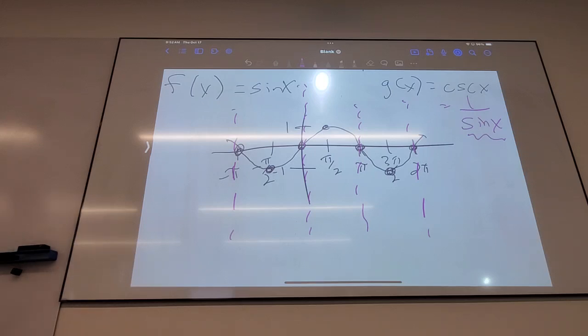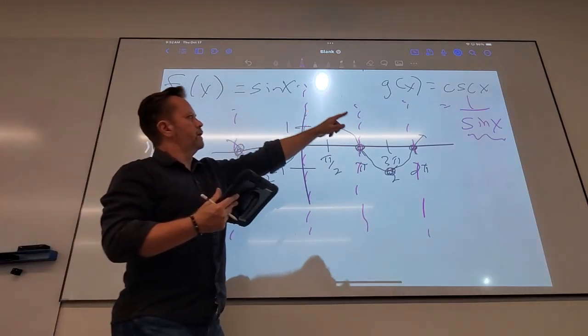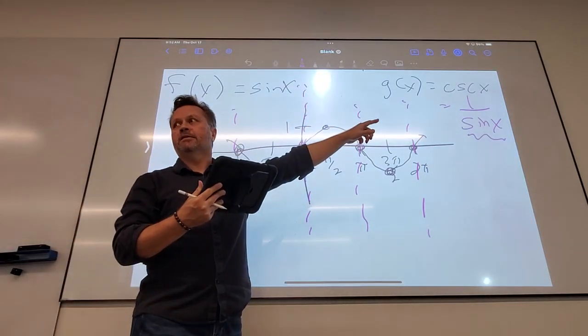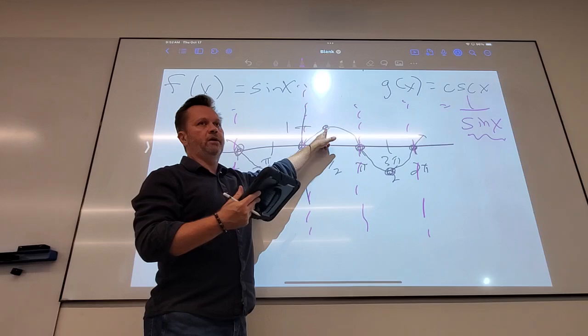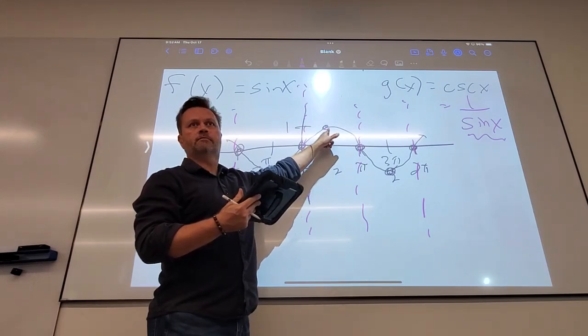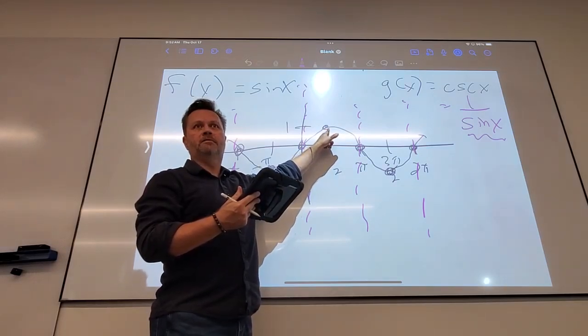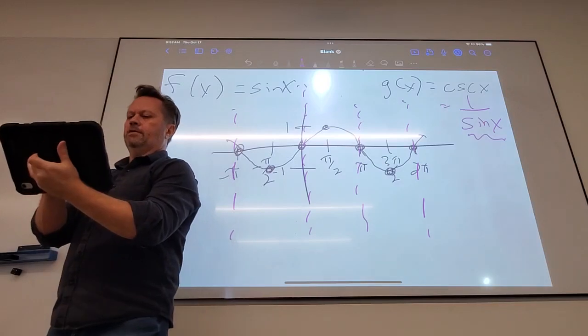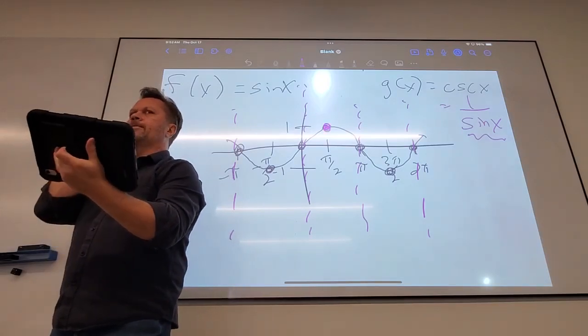So here's what's really cool. Cosecant is 1 divided by sine, correct? What's the output of sine right here? And what's 1 divided by 1? So then cosecant shares a point with sine right there.